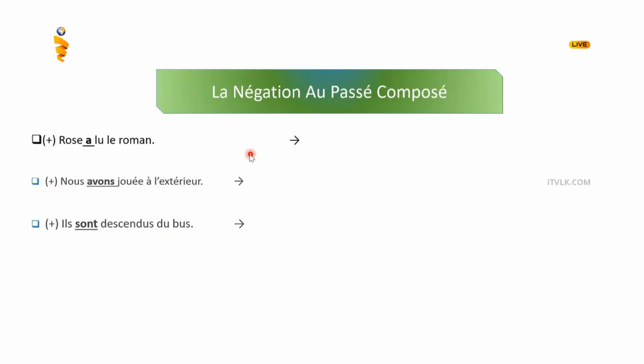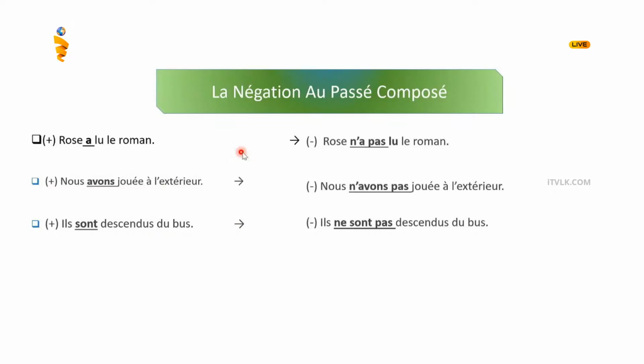Okay, so what happens to the negation there? Rose n'a pas lu le roman. Can you see the conjugated verb here is avoir. Avoir, être. So here, before and after the conjugated verb, you have to have your ne and pas. Okay, that is something important that you have to remember under past tense. Then we'll go to the last part.